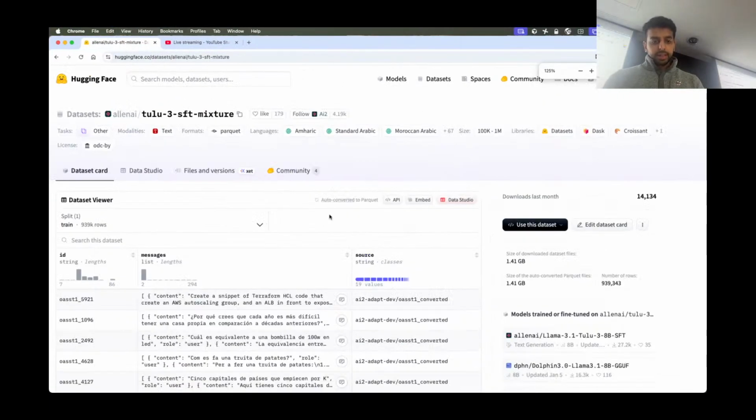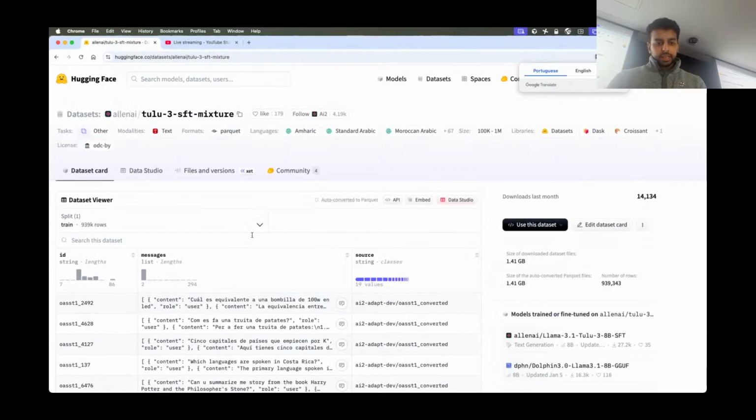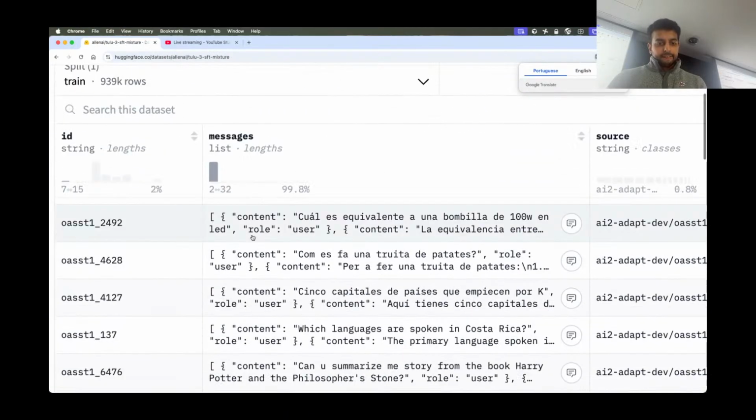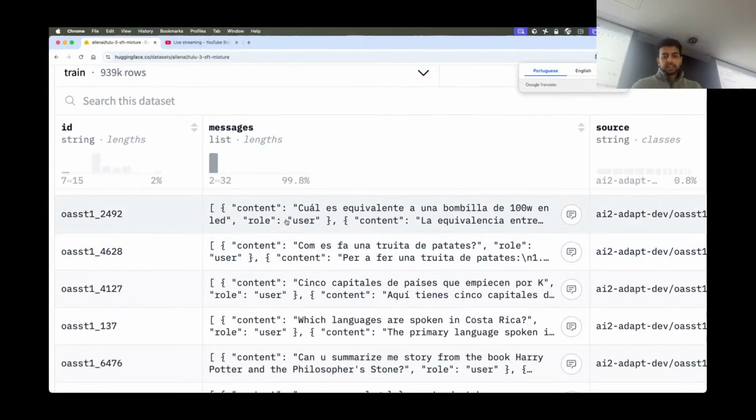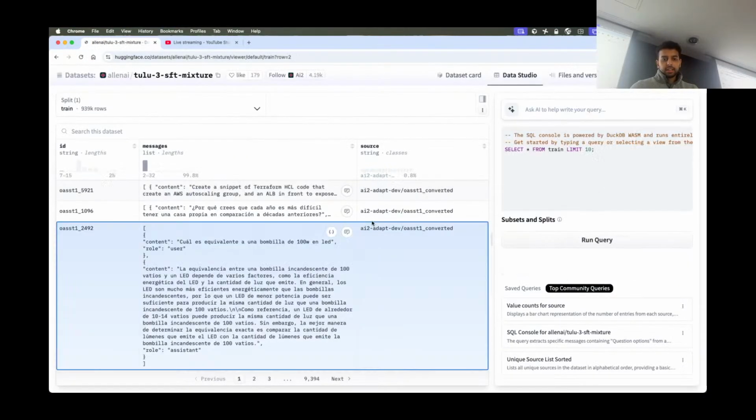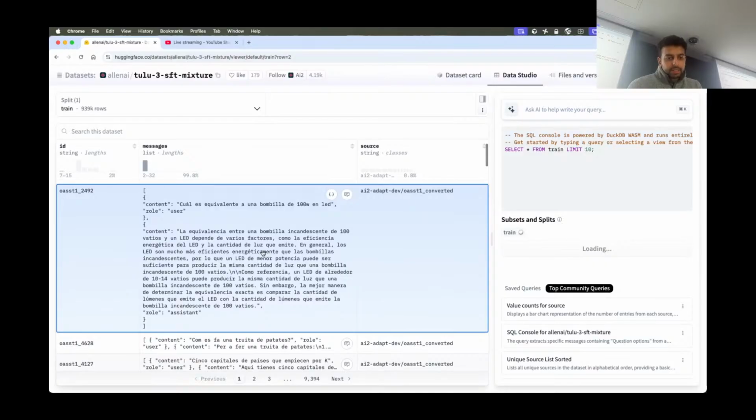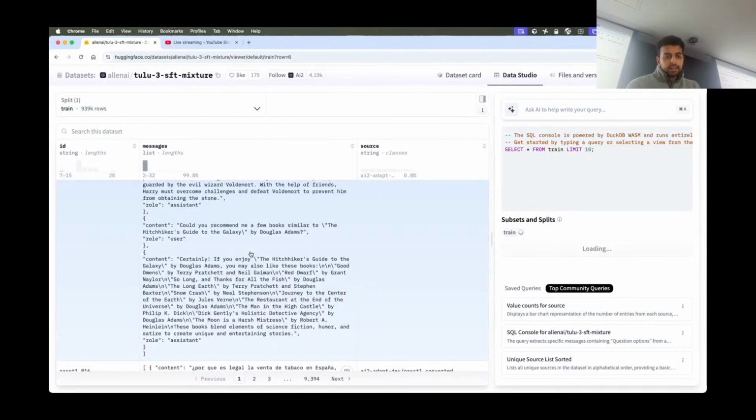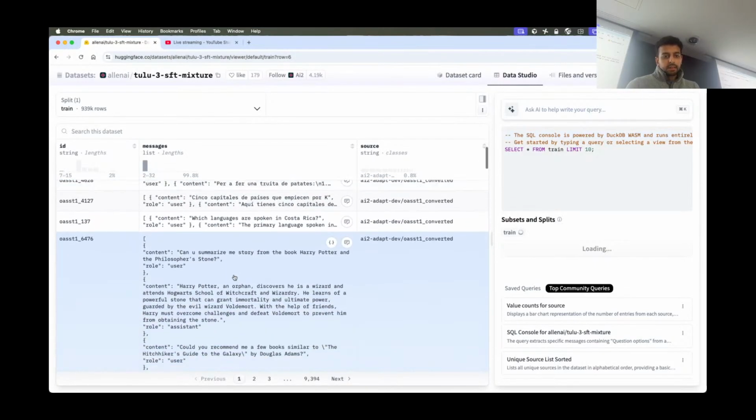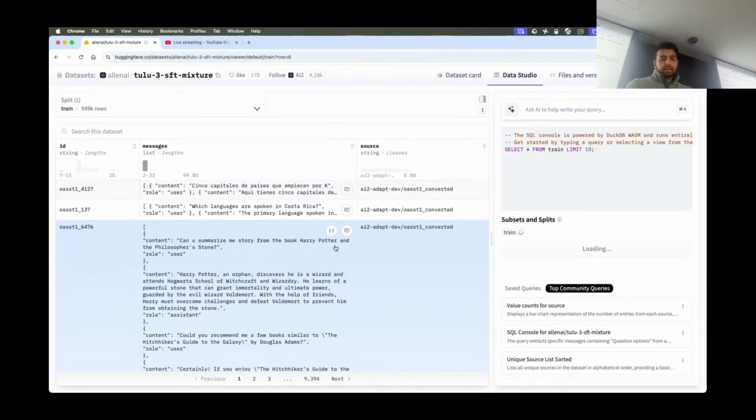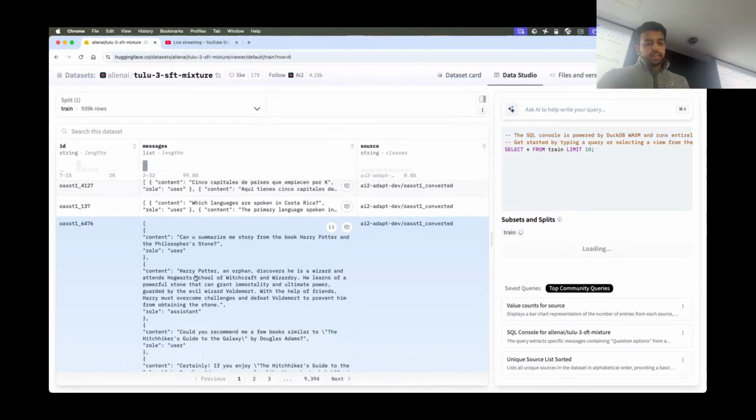This is the Hugging Face page for Tulu3. I'll try and make it bigger. These are some data points here. Here's one: "Can you summarize me a story from the book Harry Potter and the Philosopher's Stone?" And then you have the output here.